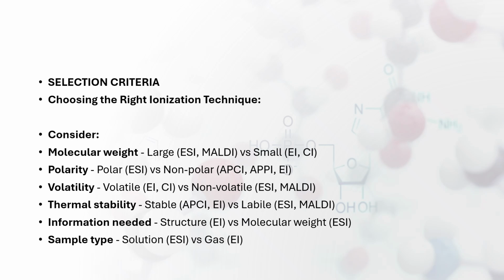Fifth, what information do you need? If you need structural details through fragmentation, go with EI. If you just need the molecular weight, soft techniques like ESI are better. And finally, what form is your sample in? If it's in solution, ESI is convenient. If it's volatile, electron ionization works well. There's no perfect technique for everything. It's all about matching the technique to your specific needs.